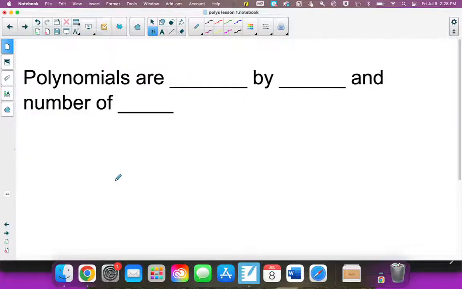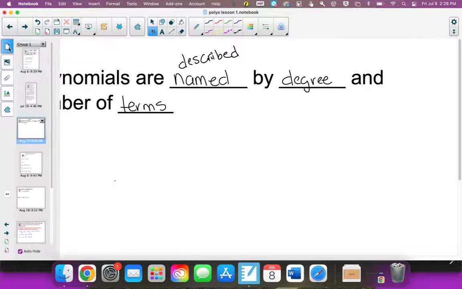Okay. So the first part of our lesson today is that we're going to be naming our polynomials, okay? And we name them by whatever degree they have, whatever's their highest, and the number of terms that they have, okay? So each polynomial is going to be given two names that describe it. So you could also say not just named, but you are describing them. All right, so let's try a couple and see how we do.